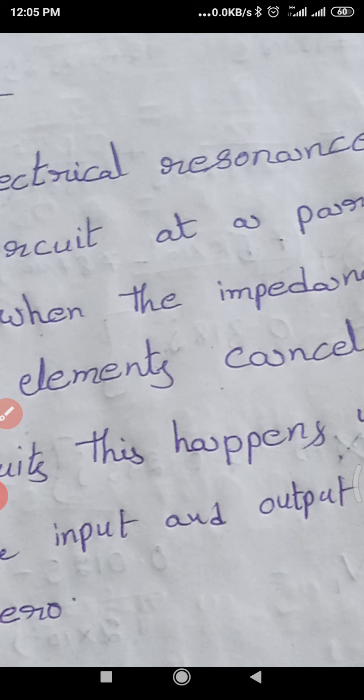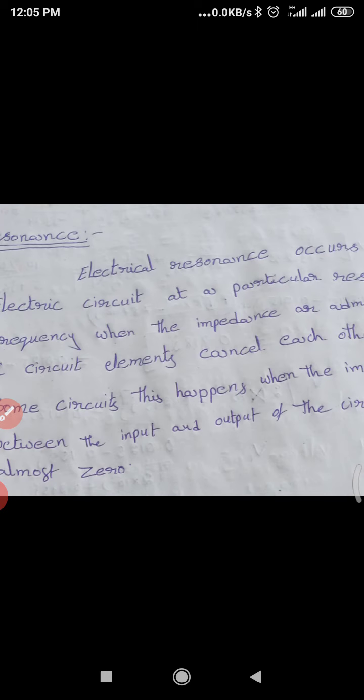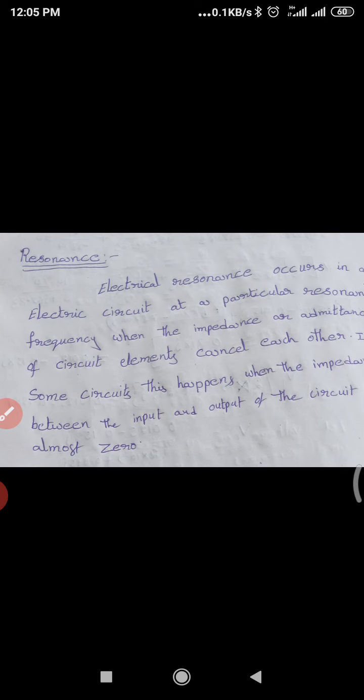The circuit in which this resonant frequency occurs is called a resonance circuit. So that is about resonance. Resonance means that in a circuit, when XL is equal to XC, that is called the resonance condition.